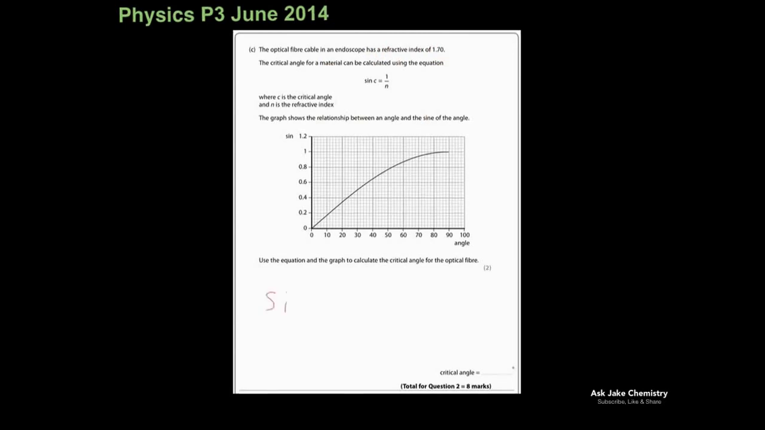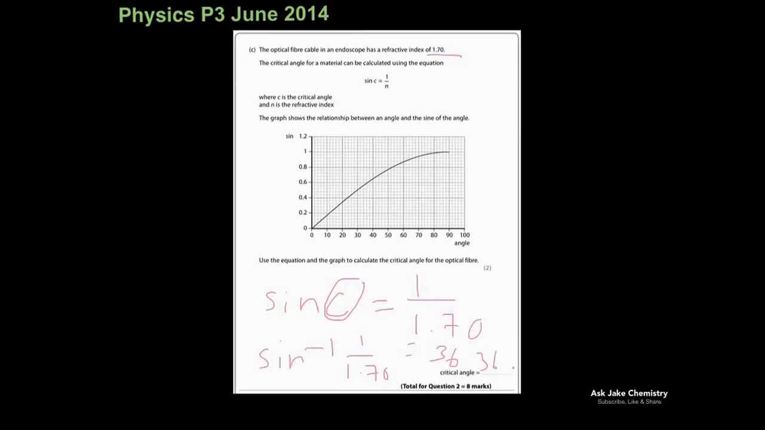So sine C equals 1 over 1.70. You put this into your calculator, and you need to leave C on its own. So you would have to know that you need to do the inverse, that's sine to the power of minus 1. You put 1 over 1.70 into your calculator, and this will give you 36.